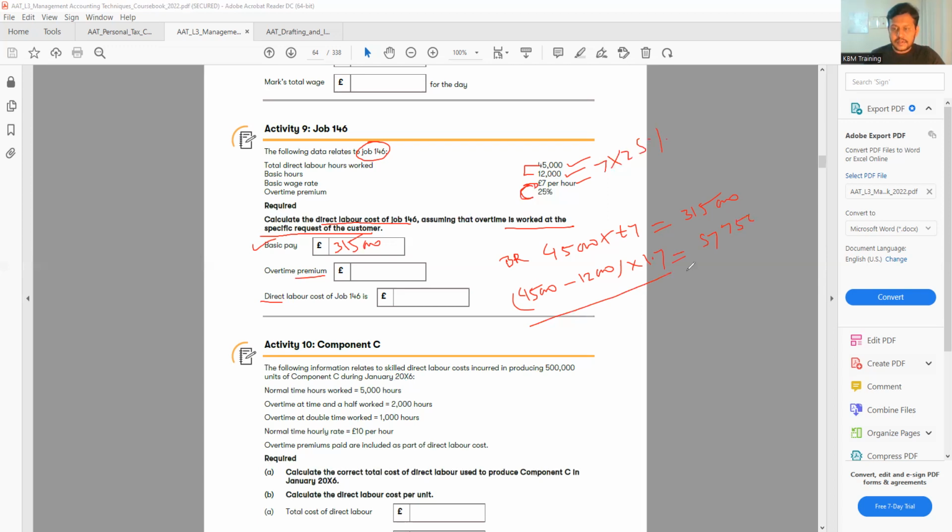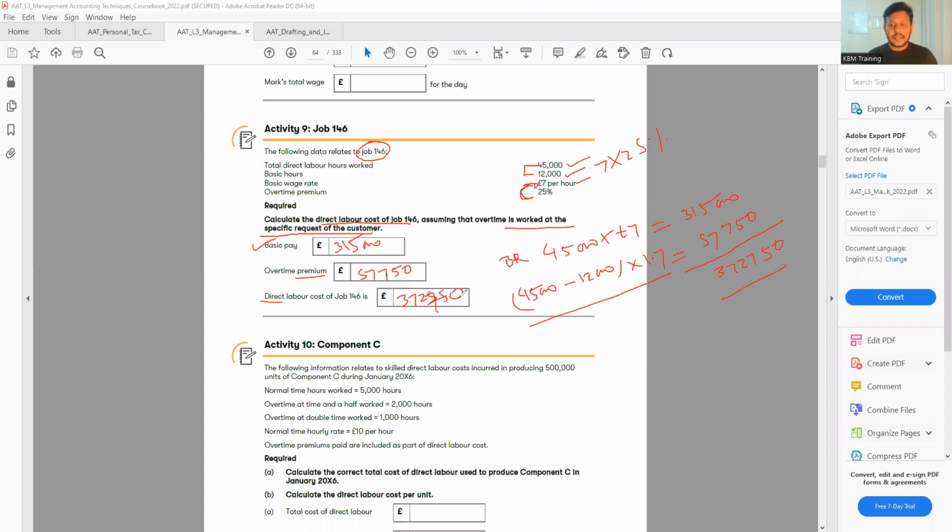57,750. And if I add this to the basic pay, how much will be the total? So we have the overtime premium, that is 57,750. All right. That gives me a total of 372,750. Very well done. Okay, so this is my total direct labor cost.